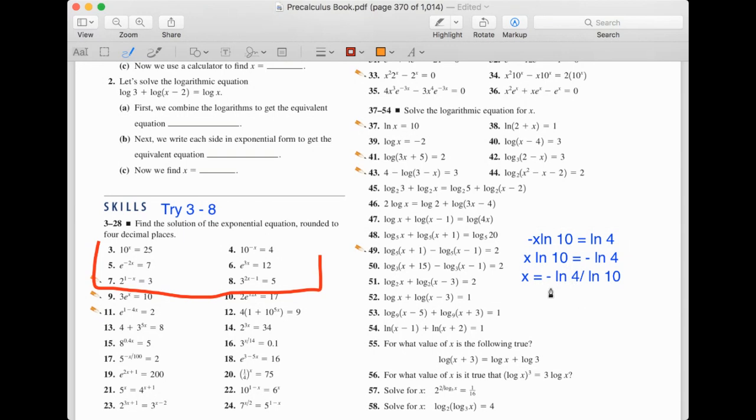If you want to see what this number looks like, you can go to a calculator. The calculator will give you an approximation for ln 4 and for ln 10. The instructions said rounded to 4 decimal places, so they will round it to a decimal number. But for us, we don't need to. Just leave this as the answer. This is the exact answer, negative ln 4 divided by ln 10. Okay, got it. All right, great.